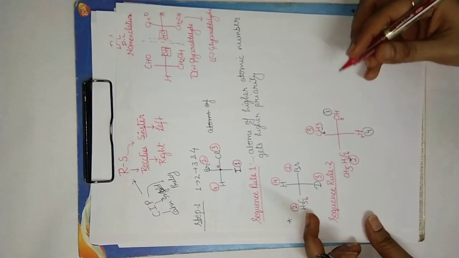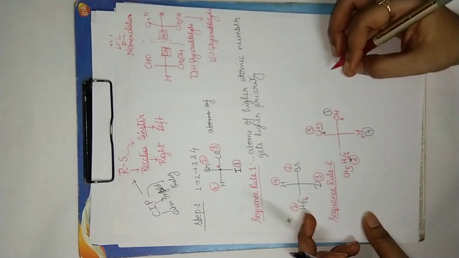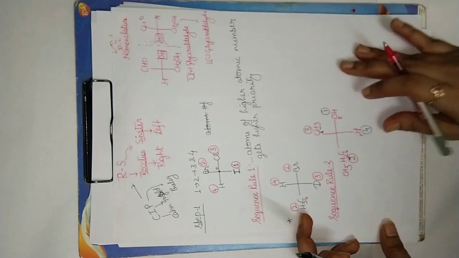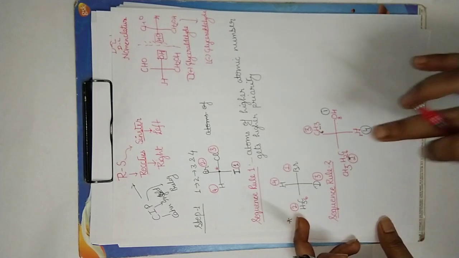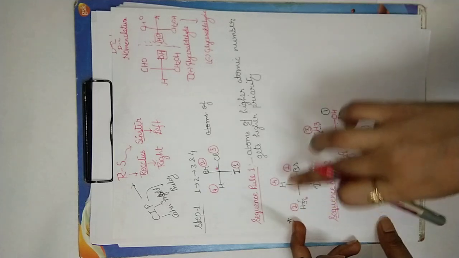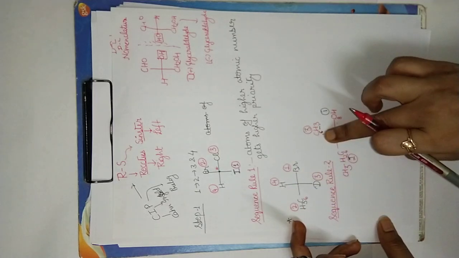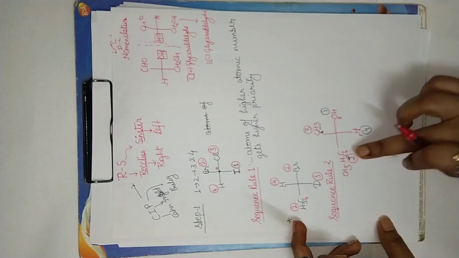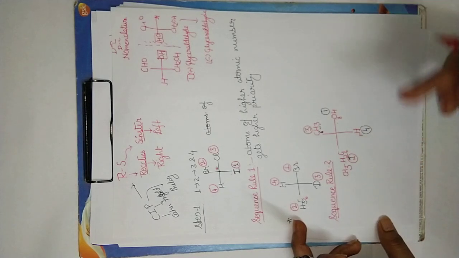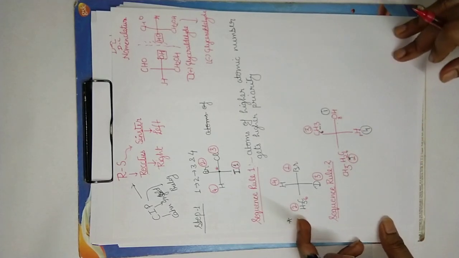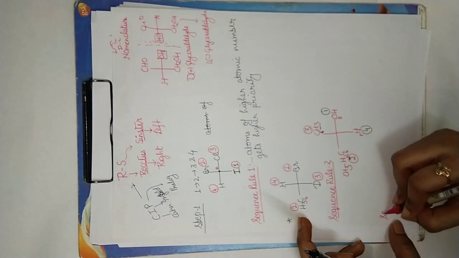Okay students, I am giving one more example. This is the sequence rule 2. If we do not have 4 different groups, we have 2 same groups, then we decide by the next atom, or move on. Okay. Sequence rule number 3.